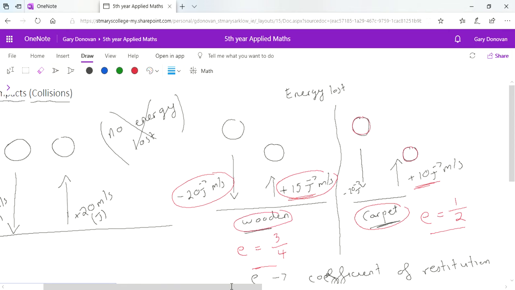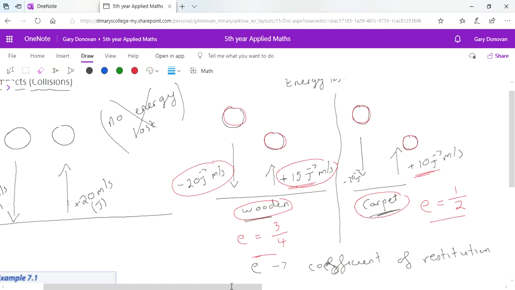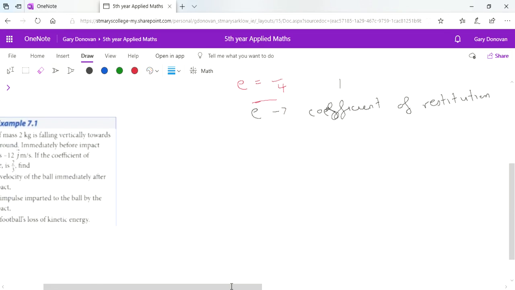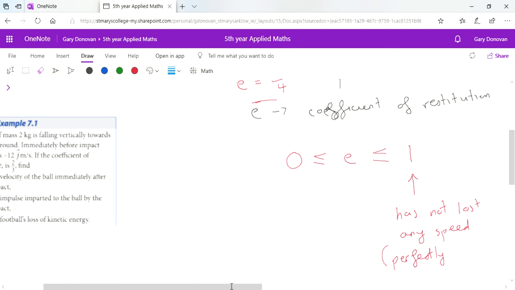Is it a leather ball? Is it a plastic ball? All those things affect it. So e basically tells us how much of its speed it still has after it hits the surface. And e must always be between 0 and 1. If e is 1, it means it has its complete speed. It has not lost any speed. And this type of collision, between the ball and the surface, we call perfectly elastic. Whereas if e is 0, it means it has lost all its speed.